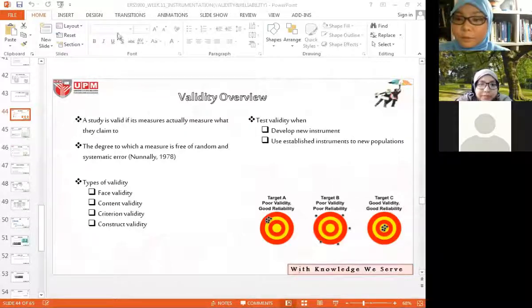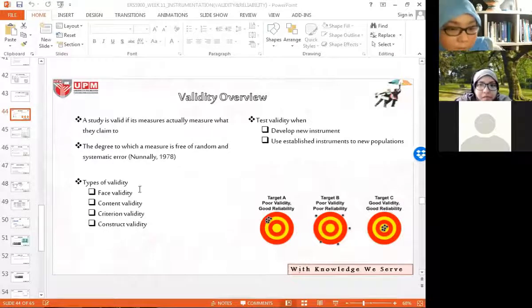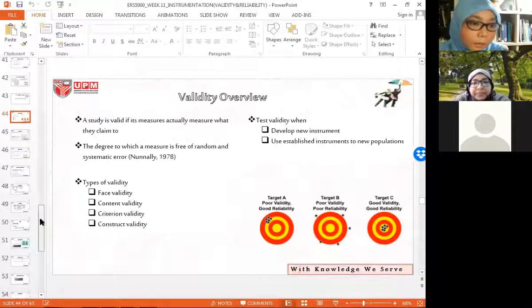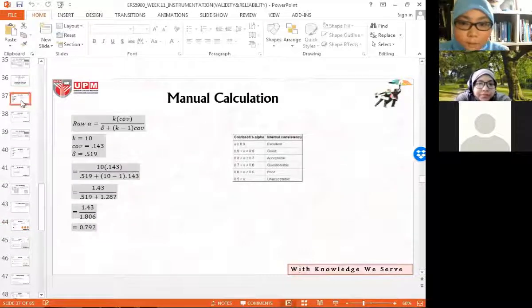Okay, dia lain sikit daripada you and you all guna tapi content lebih kurang sama. Okay, so I just proceed with the validity. Okay, so this is okay, sebelum saya terlupa ada dua term ni.